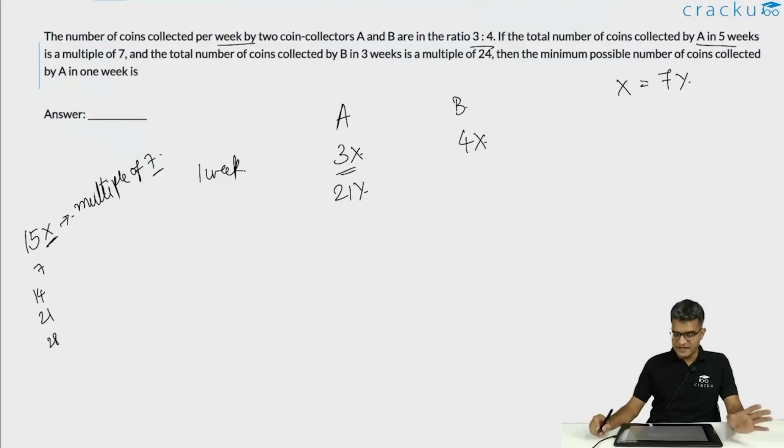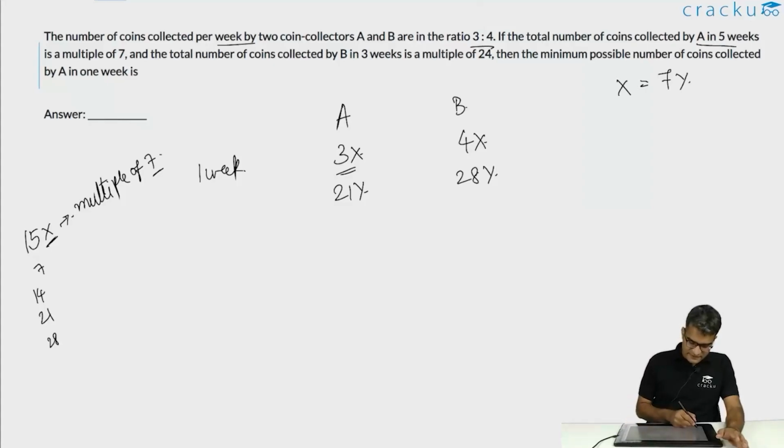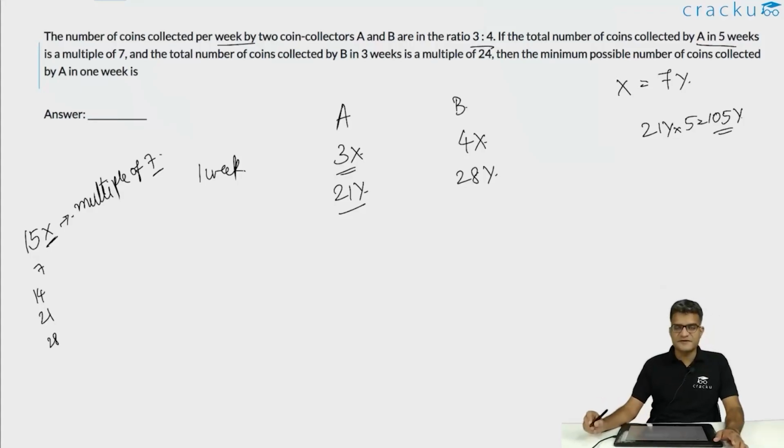The number of coins collected by B in 1 week will be 4x, which is 28y. Therefore, the number of coins collected by A in 5 weeks will be 21y into 5, which is equal to 105y. 105 is a multiple of 7, so this adds up. So in 1 week, A is collecting 21y coins, B is collecting 28y coins.